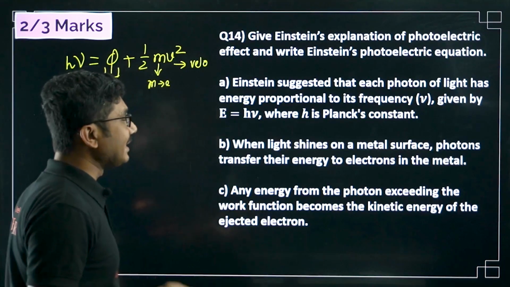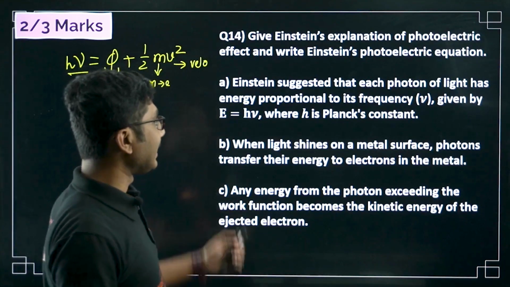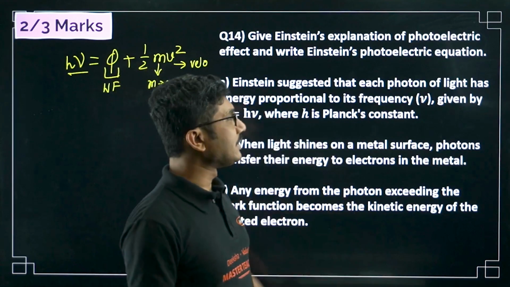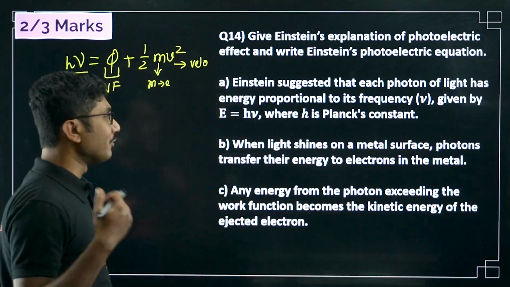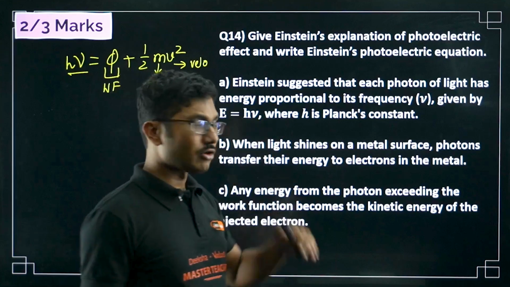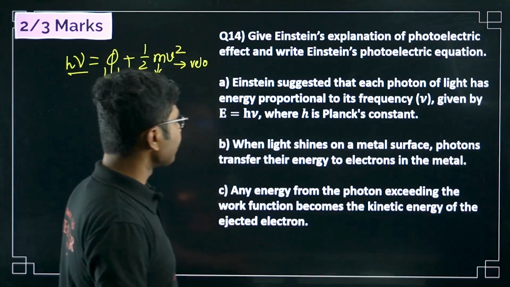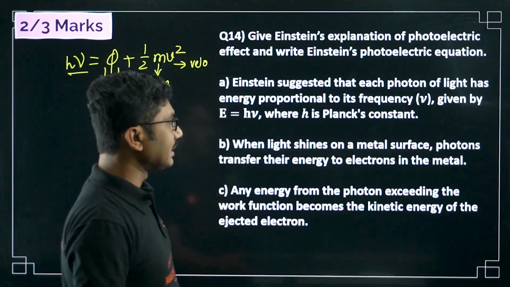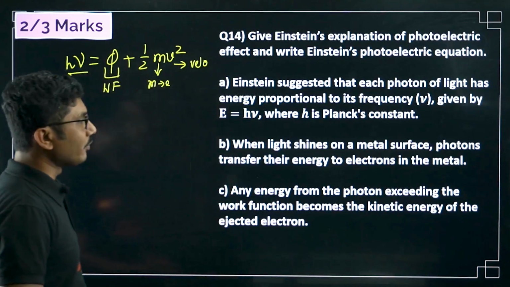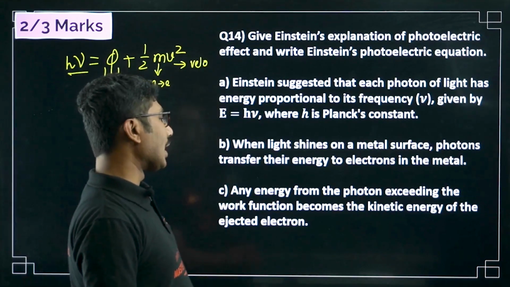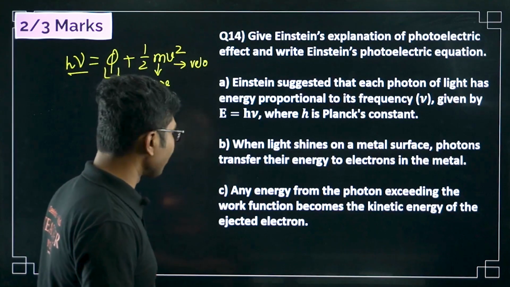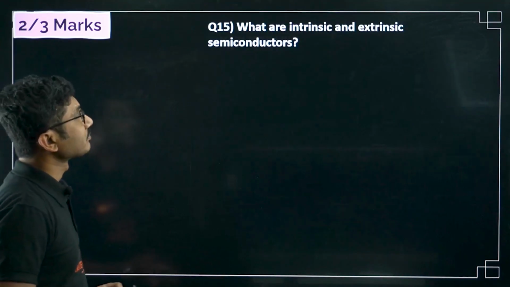Einstein suggested that each photon of light has energy proportional to its frequency nu, given by E is equal to h nu, where h is Planck's constant. When light shines on a metal surface, photons transfer their energy to electrons in the metal. Any energy from the photon exceeding the work function becomes the kinetic energy of the ejected electron.